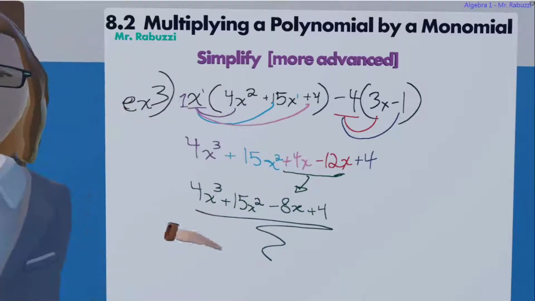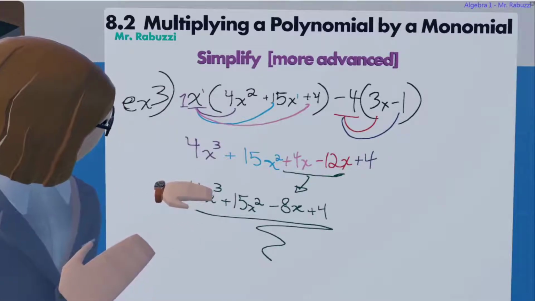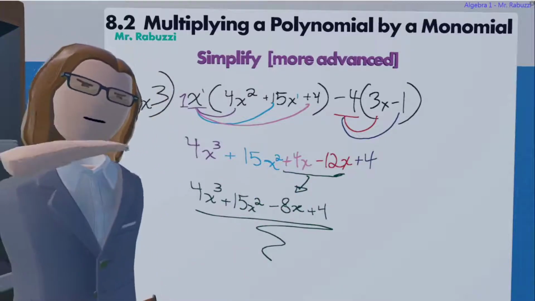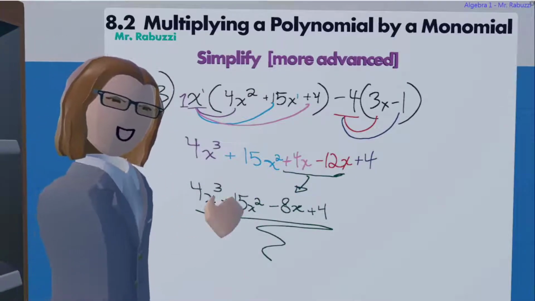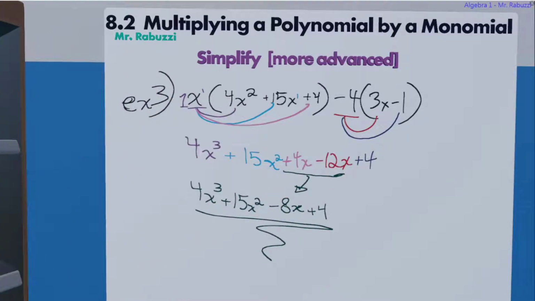And it is all neatly set up so that we have x to the third, then x to the second, then x, then 4. So everything is in the right order. You start at the highest exponent and go down. So that's a very nice answer.